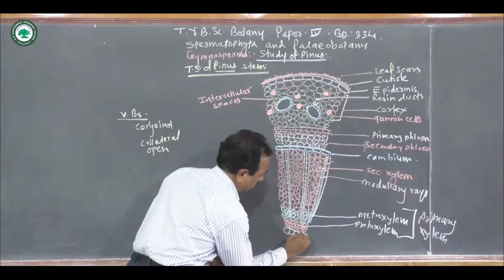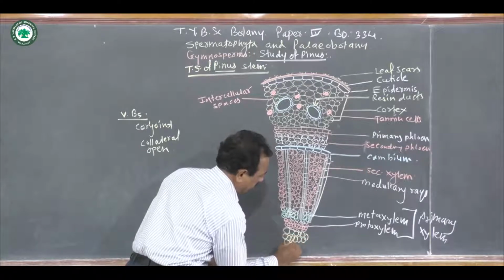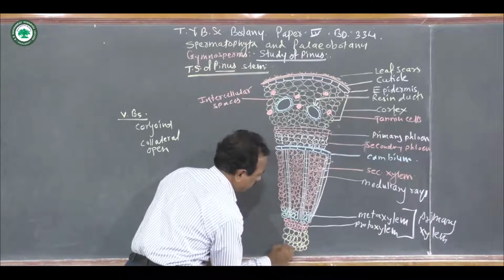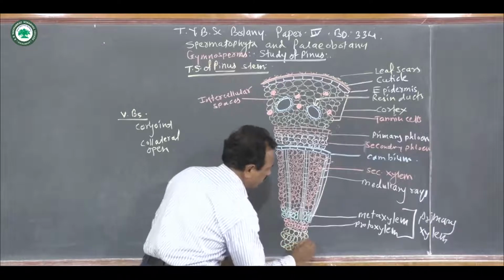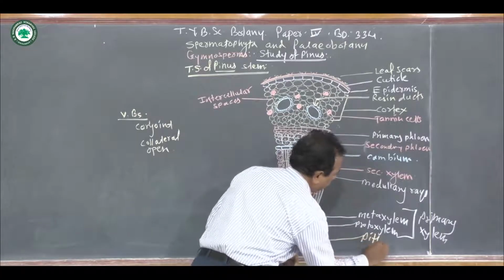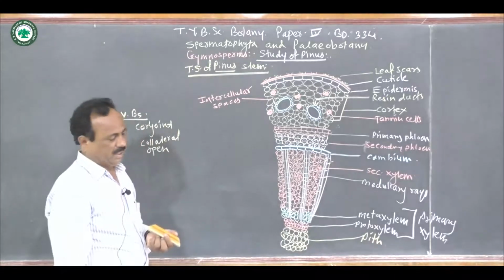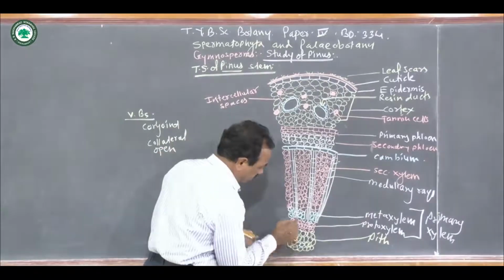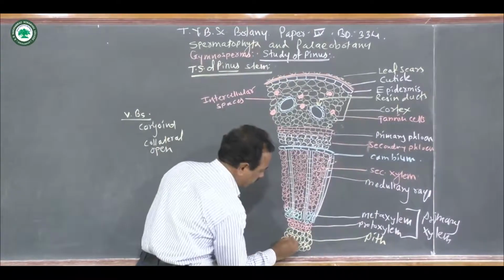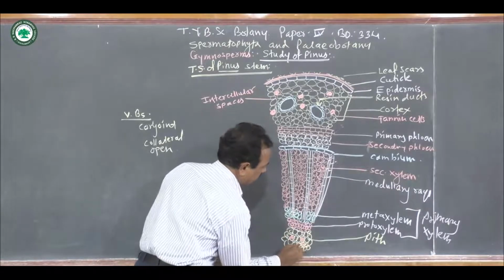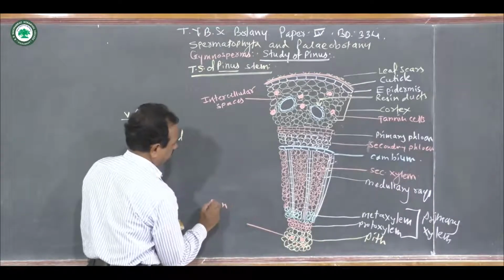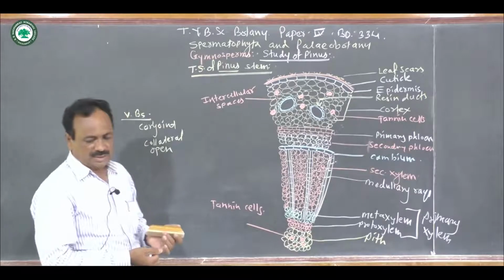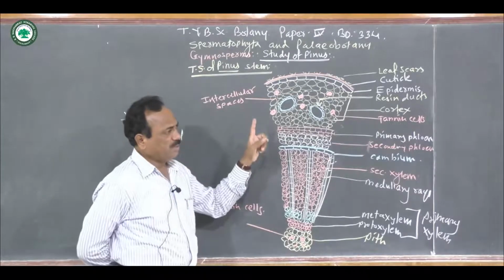This pith is parenchymatous. The central portion of the stem is occupied by the parenchymatous pith. Thus a multi-layered pith is present. Cells of the pith are parenchymatous, loosely arranged, and show the presence of intercellular gaps. Besides this, it also shows the presence of tannin cells. So these are the tannin cells.